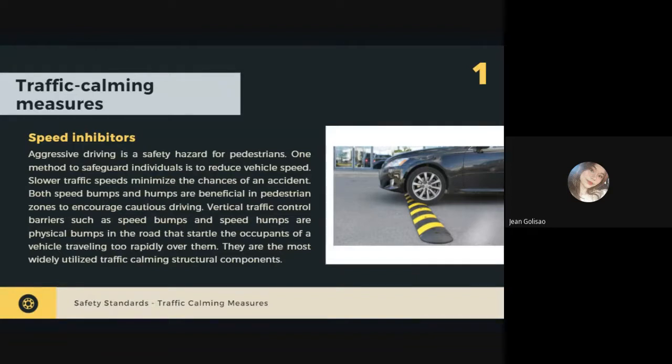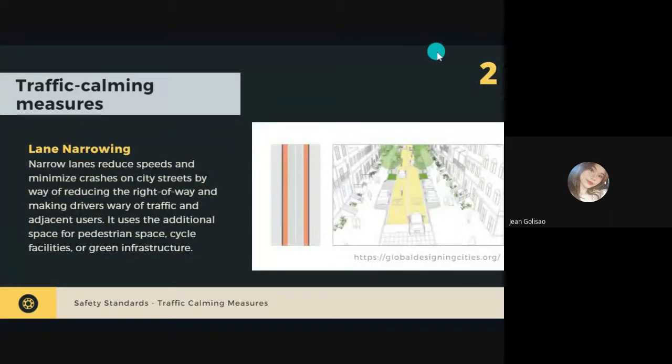And vertical traffic control barriers, such as speed bumps and speed humps, are physical bumps in the road that startle the occupants of a vehicle traveling too rapidly over them. So they are the most widely utilized traffic calming structural components. So first we have here the first type of traffic calming measure. We have lane narrowing.